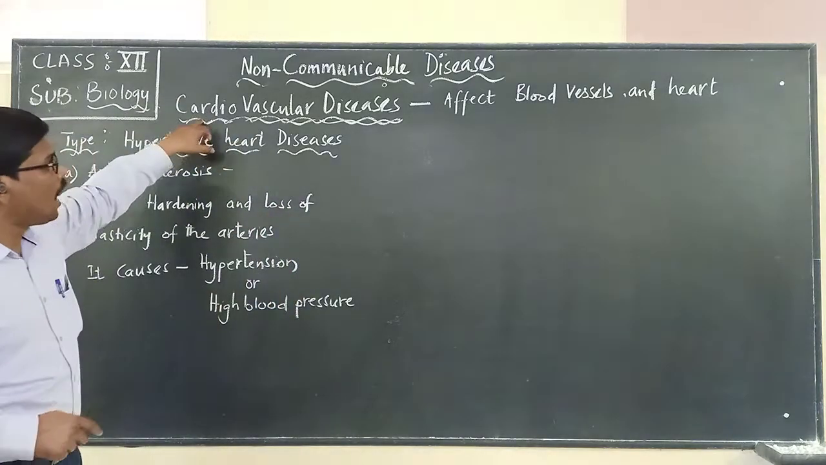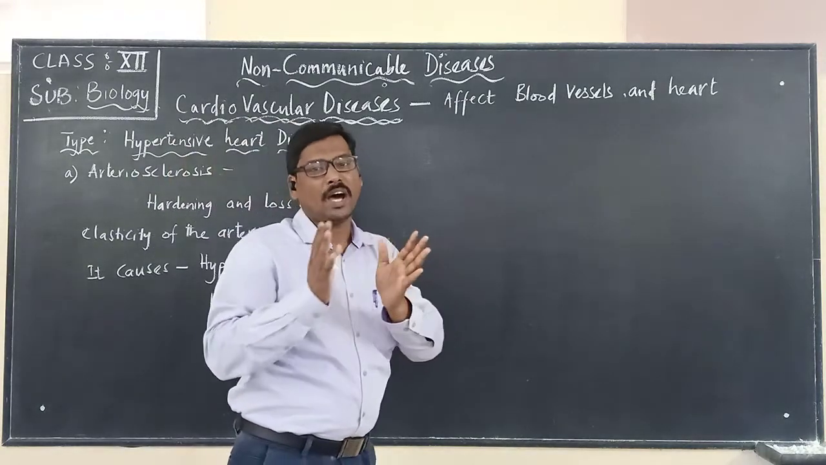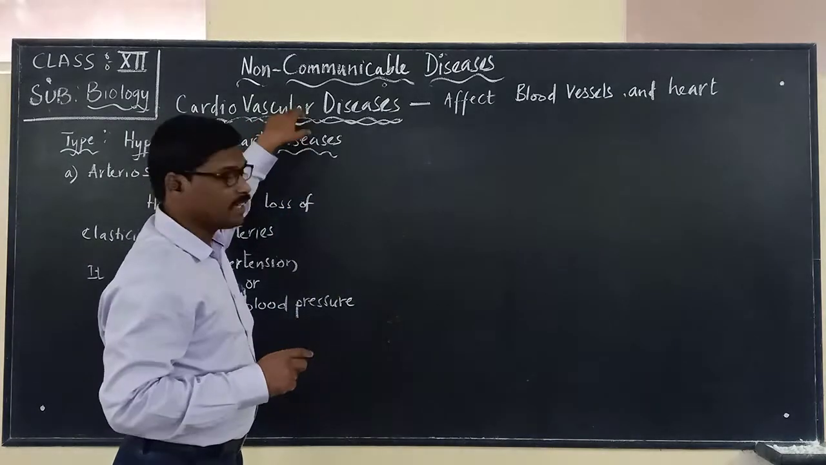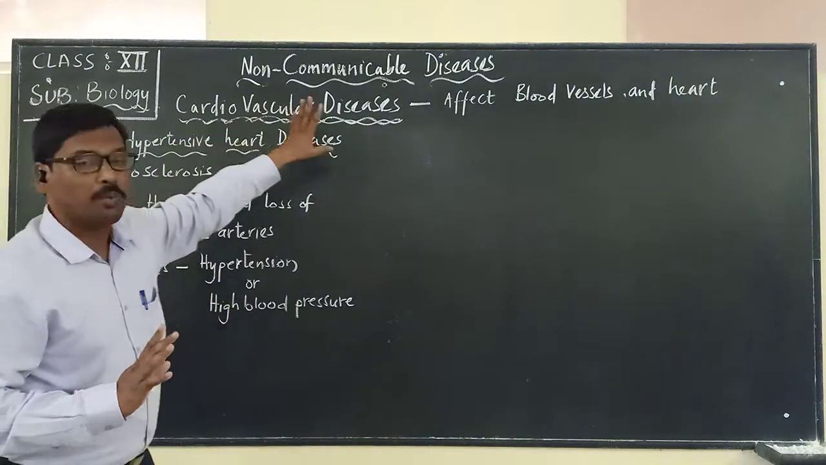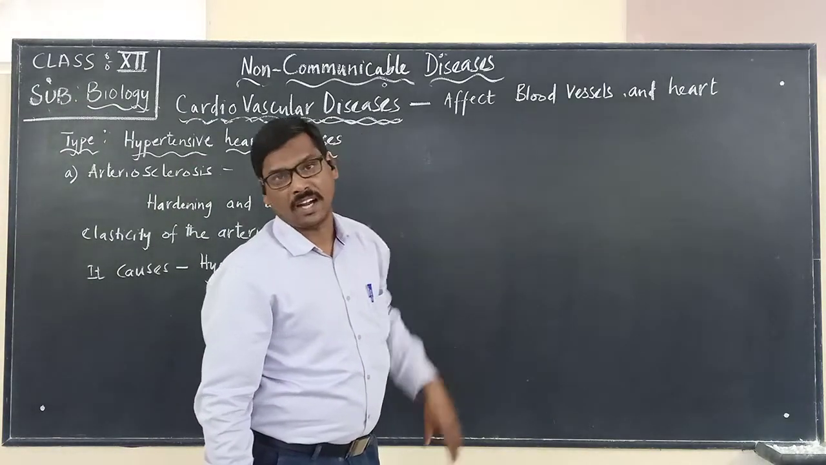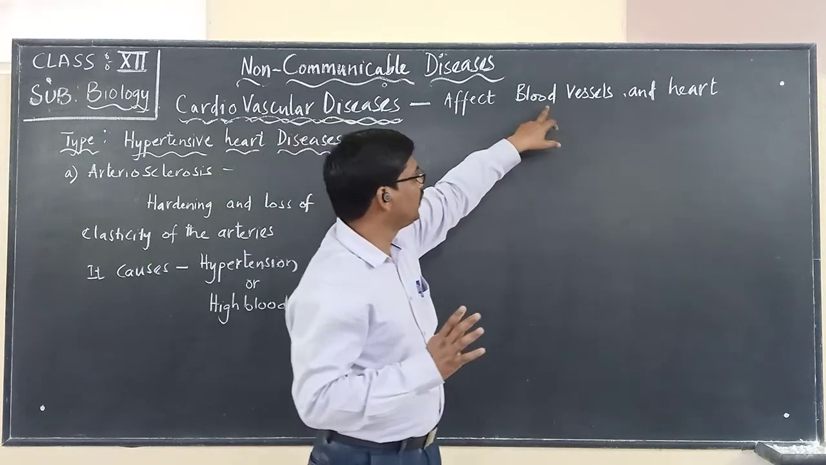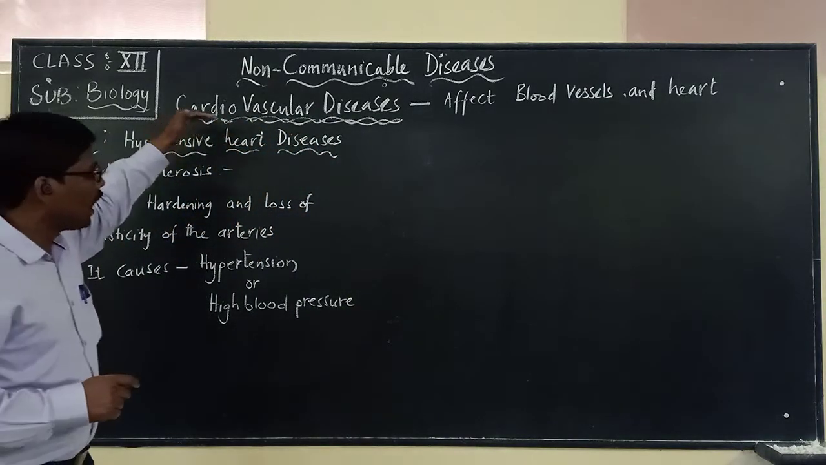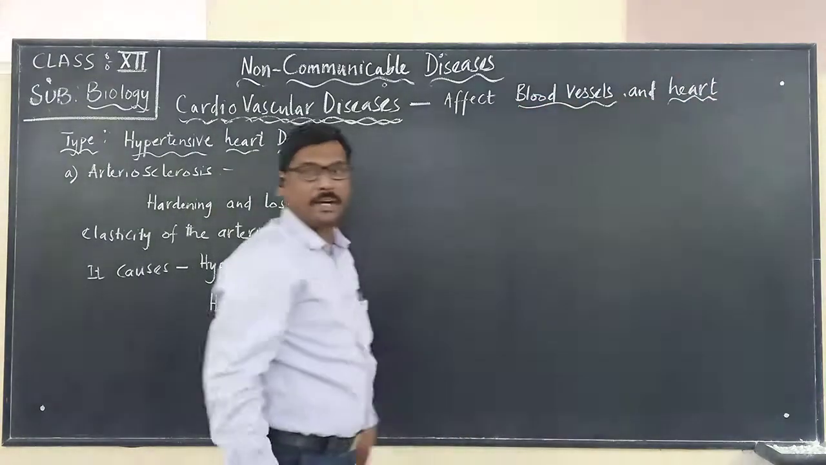Cardiovascular diseases are those diseases which will not spread from one person to another person. And that's why they are called non-communicable diseases. Cardiovascular diseases affect blood vessels and the heart. So whenever damage is created to the blood vessels and the heart, we can say they come under cardiovascular diseases, which mainly affect the blood vessels and the heart.